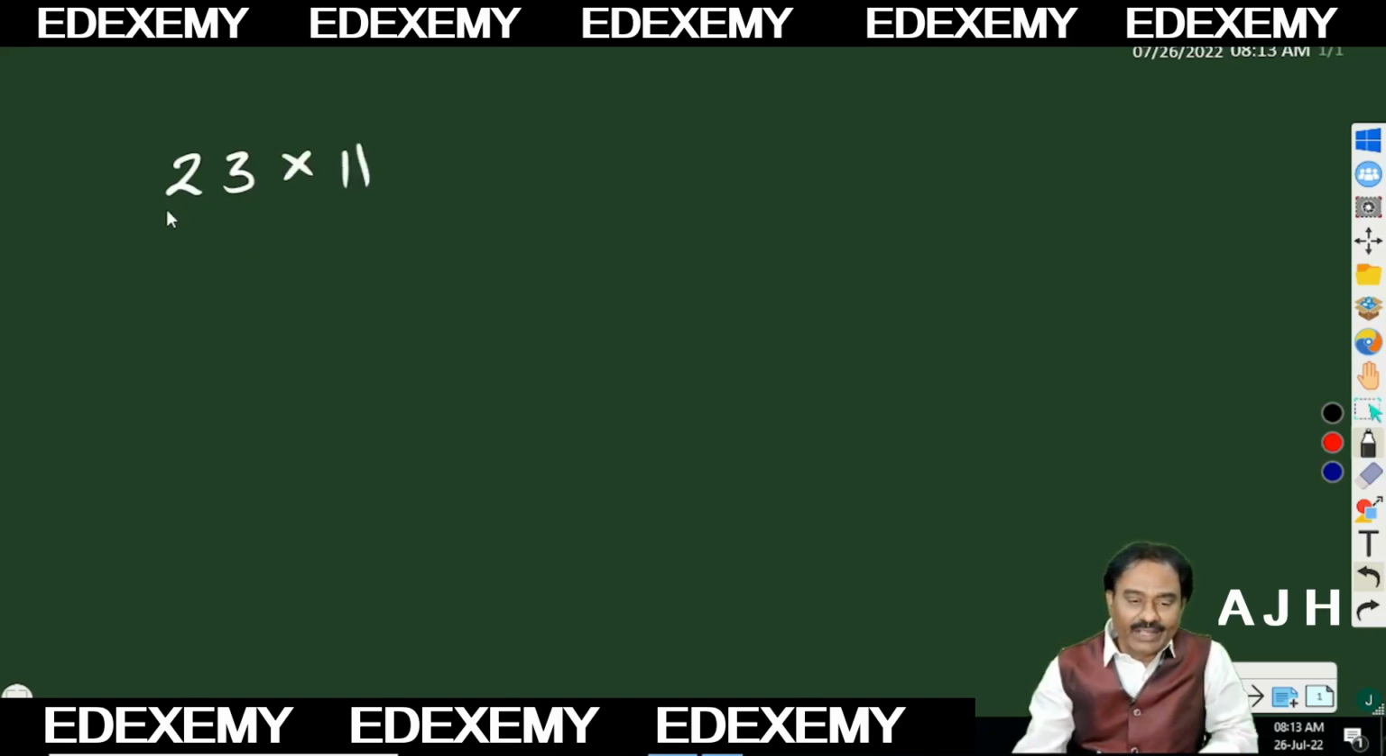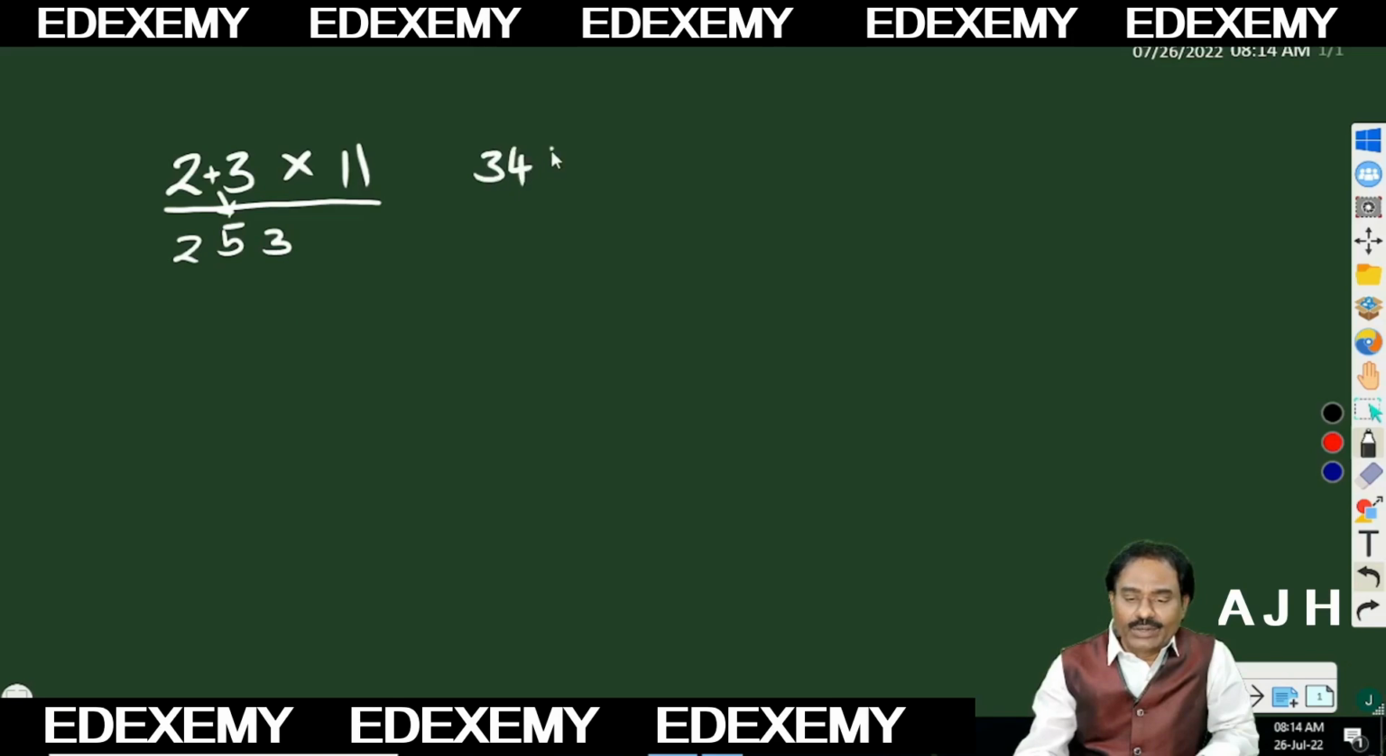Let us start from here. How to find any number multiplied by 11? There is a shortcut trick here. You write 2, 3 here, any two-digit number multiplied by 11. You write the tens digit and the unit digit, separate them, add these two numbers and put the sum in the middle. That is the simple trick you have to follow. Now, we will check it for some other numbers.